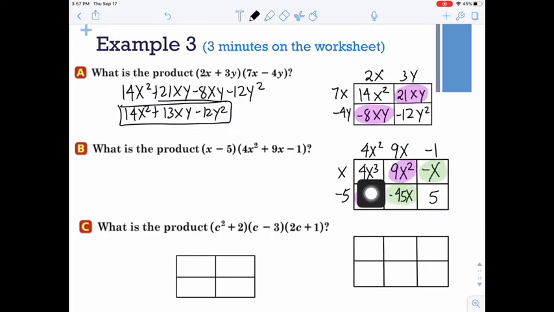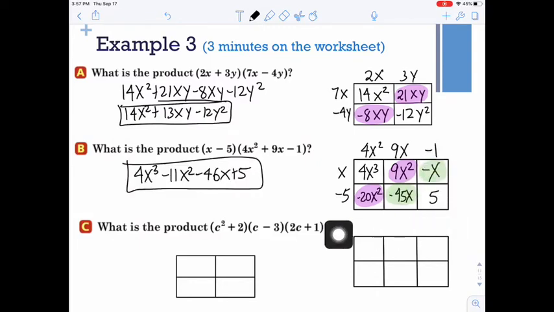So we have 4x cubed, negative 20x squared plus 9x squared gives us negative 11x squared. Negative 45x minus x gives us negative 46x, and then plus 5. So altogether, that gives us 4x cubed minus 11x squared minus 46x plus 5.